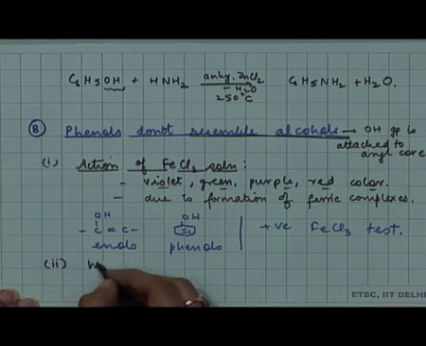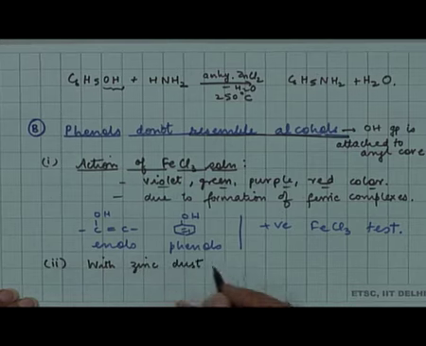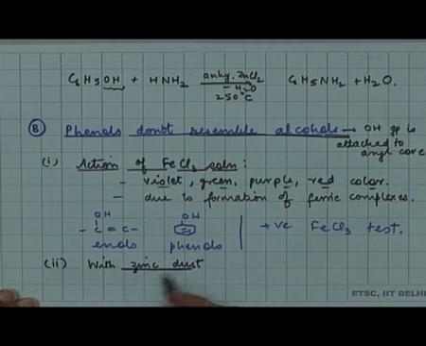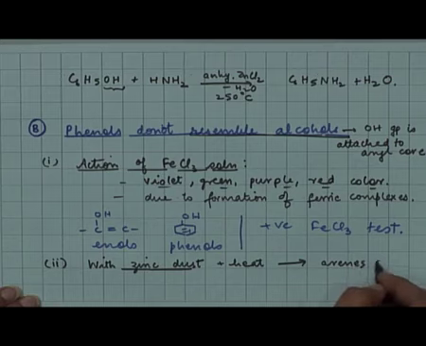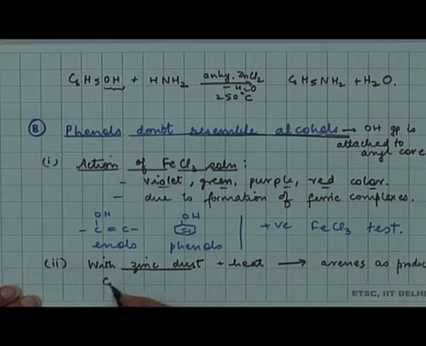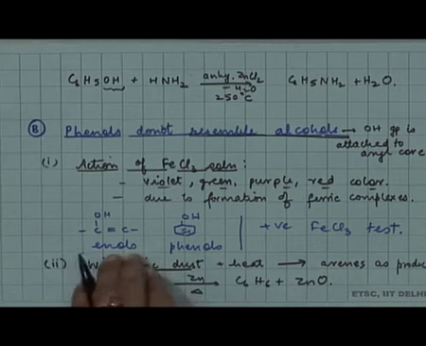Another reaction in which they are different is the reaction with zinc dust. You heat the phenol with zinc dust, and what you get is the reduced form of the phenol, you get arenes as the product. So, phenols on treatment with zinc dust are reduced to arenes.